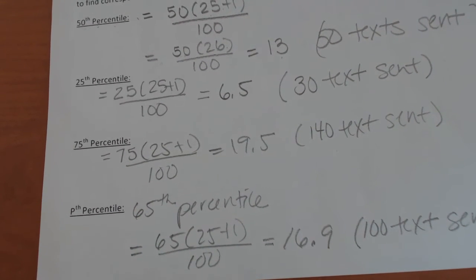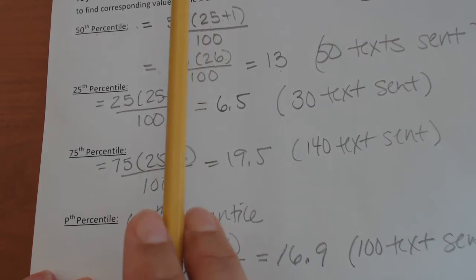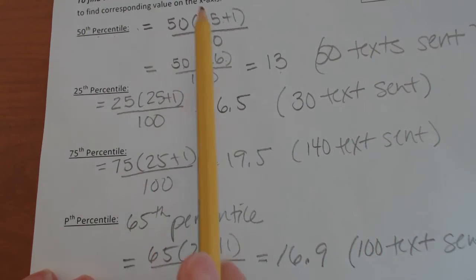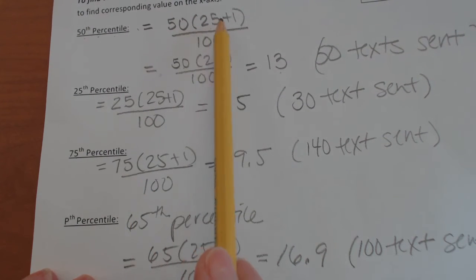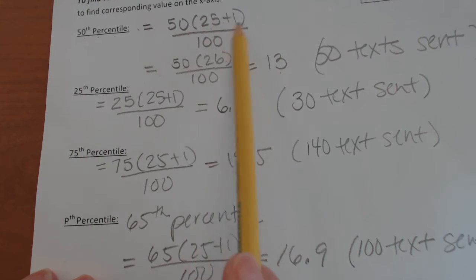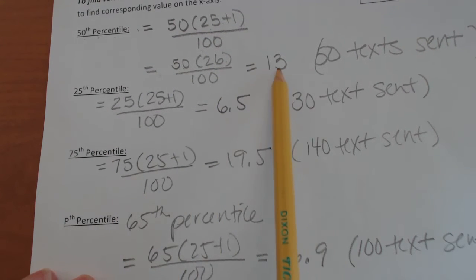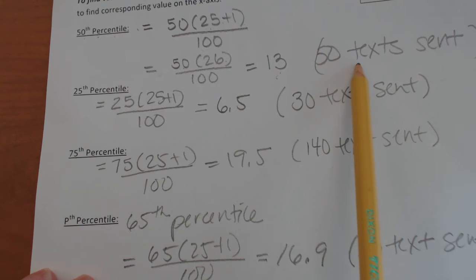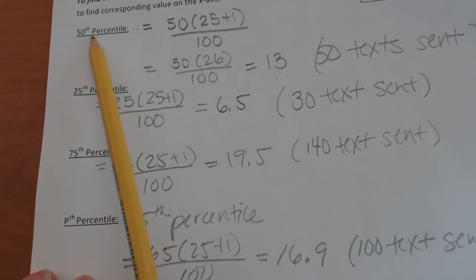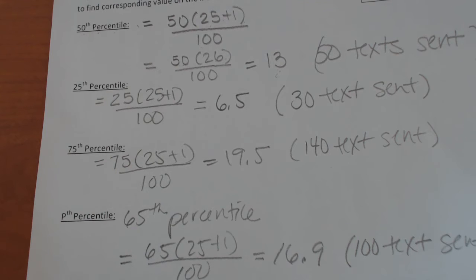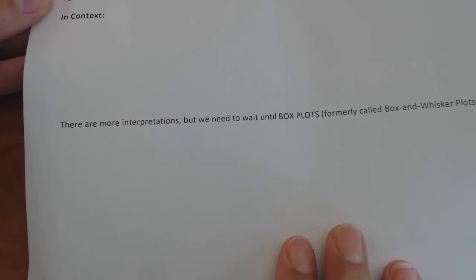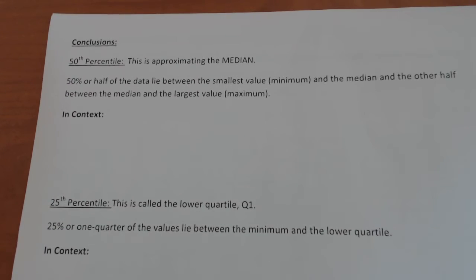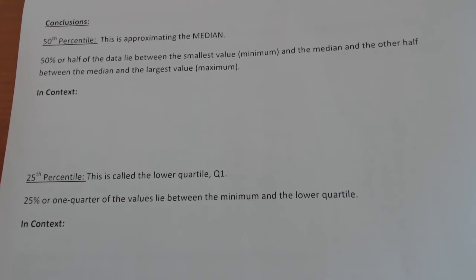Okay, so to review, to find a percentile, you take the percentile and multiply it by 25, or n plus 1, 25 plus 1, and divide by 100. That gives you the cumulative frequency you need to look up in order to find the number of texts at that percentile. What does this mean? Well, if you turn over to that next sheet that I gave you, these are the conclusions that you draw. So you might say, okay, I know how to do the math, but what does it really mean?